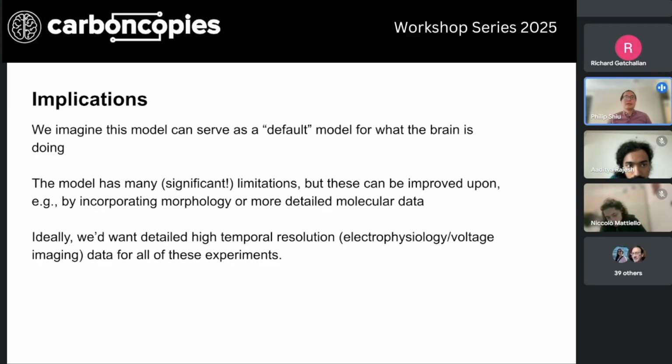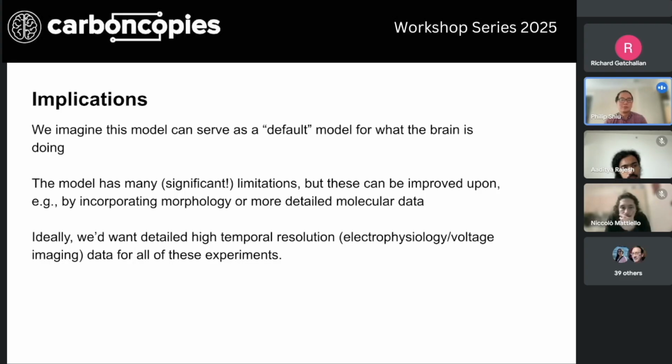One of the things we glossed over in this paper is that this model can predict some things well, but one thing we never really predicted is, for example, firing rates. Our predictions are firing rates: say, activating with 50 hertz sugar results in 20 hertz activation of a motor neuron. That being said, we never did any electrophysiology on motor neuron 9 or any other neurons to really nail down how precise these predictions are. Ideally, we'd want really detailed, high temporal resolution data, either electrophysiology or voltage imaging, for all these experiments to figure out how accurate the model can be.